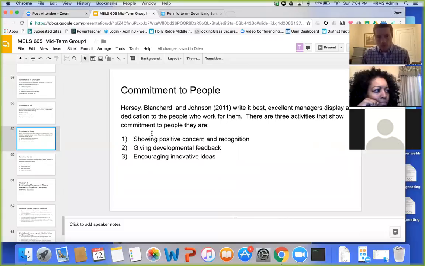So when we look at the commitment to people, this means successful managers focus on the work that a team has as an individual group and display dedication to the people who work for them. And these managers use proper leadership styles to help individuals succeed in their own tasks. Okay. And then the next one.